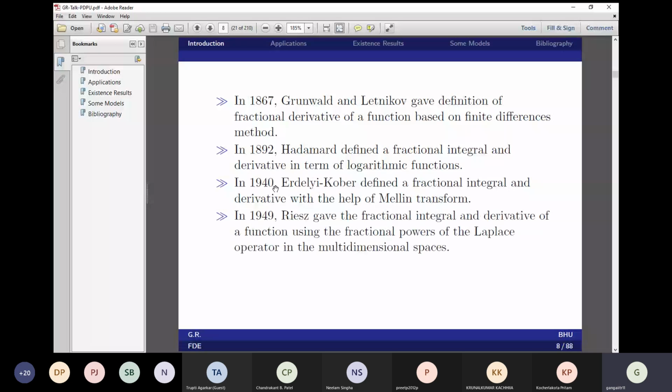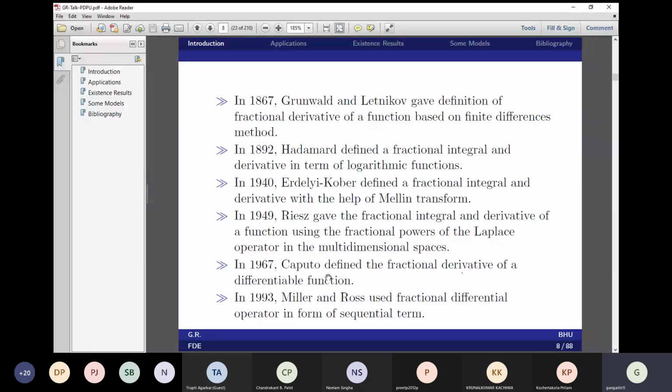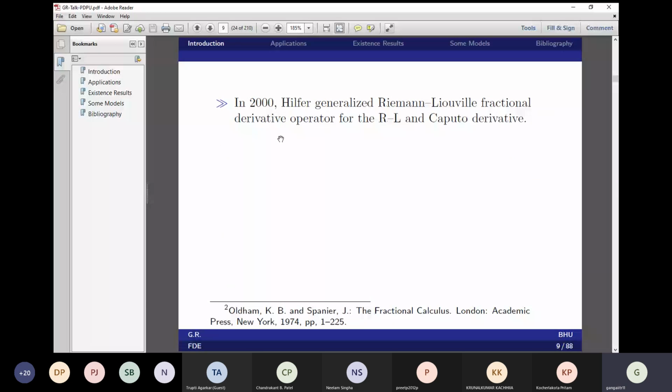In 1949, Riesz gave the fractional integral and derivative of a function using the fractional power of the Laplace operator in multidimensional space. In 1967, Caputo defined a fractional derivative of a differentiable function. In 1993, Miller and Ross used the fractional differential operator in the form of a sequential term. And in 2000, Hilfer generalized the Riemann-Liouville fractional derivative operator for Riemann-Liouville and Caputo derivatives.